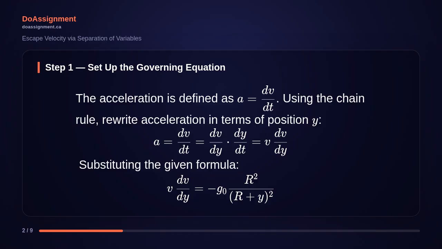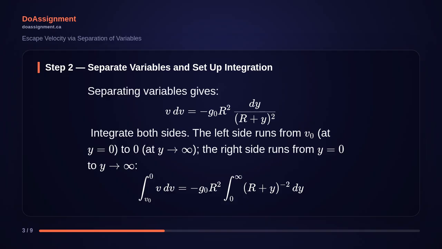The acceleration can be rewritten using the chain rule as v times dv dy. Substituting the given gravity formula, we get v times dv dy equals negative g-naught times r squared over the quantity r plus y, all squared. Separating variables, we place v dv on the left and the gravity expression times dy on the right. We then integrate both sides, the left from initial velocity v0 down to 0, and the right from y equals 0 to infinity, applying the escape condition.